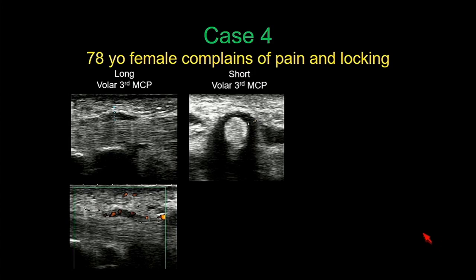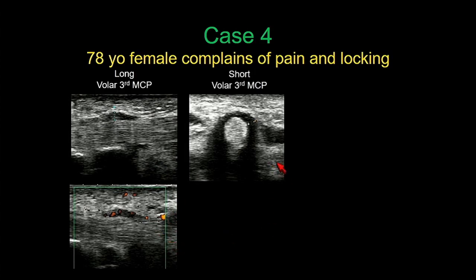Okay, we're going to move on to our fourth case. So this is a 78-year-old female who complains of pain and locking. And what I have here for you, the images on the left of the screen are longitudinal at the level of the volar third MCP. So this is the flexor tendons of the fingers. So here's the level of the MCP, and here in the bottom image is with power Doppler.